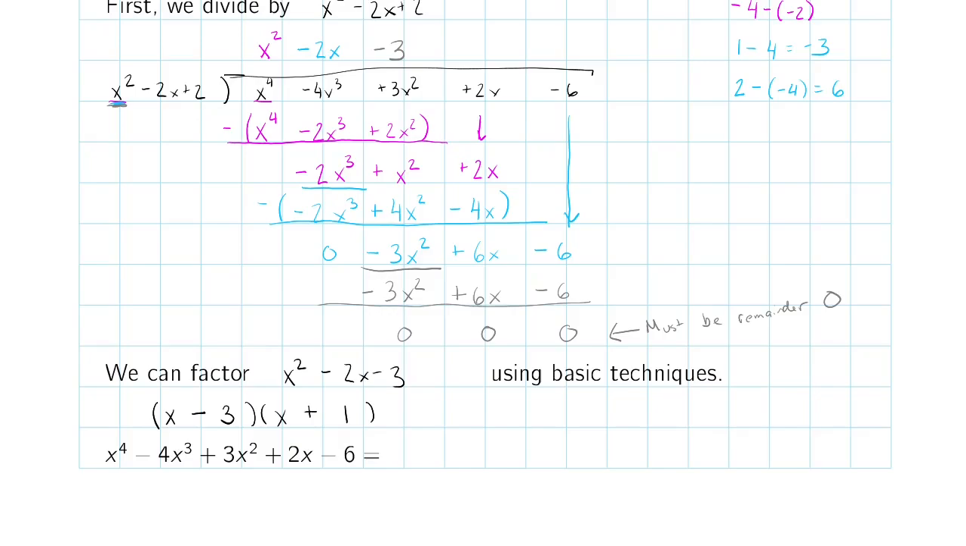So my remaining polynomial factor was very easy to factor after I divided out that irreducible quadratic. I'm left with the factors, the initial irreducible quadratic I was given, x squared minus 2x plus 2, times the x minus 3, x plus 1 that I just found. So dividing out that irreducible quadratic gave me something much lower degree that I could then continue factoring using the techniques I already have.